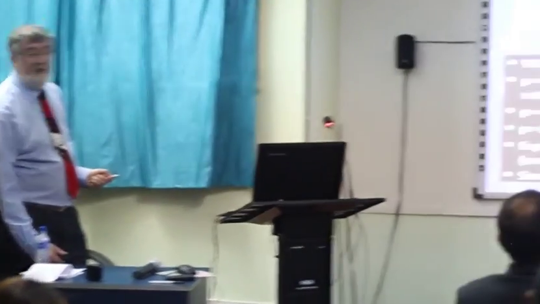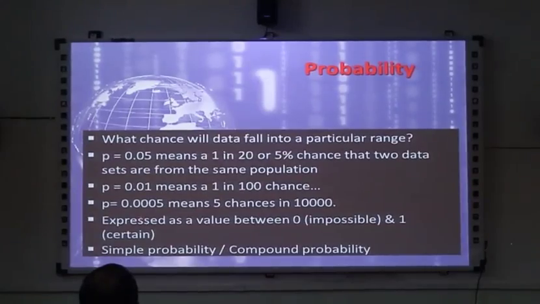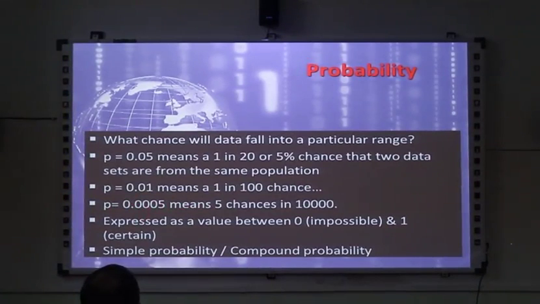Probability, we've talked about that already a little bit. P equals 0.05 means a 1 in 20 chance. 0.01 is a 1 in 100 chance. I like to use that as a threshold because I intend to run a lot of tests. That's really good.